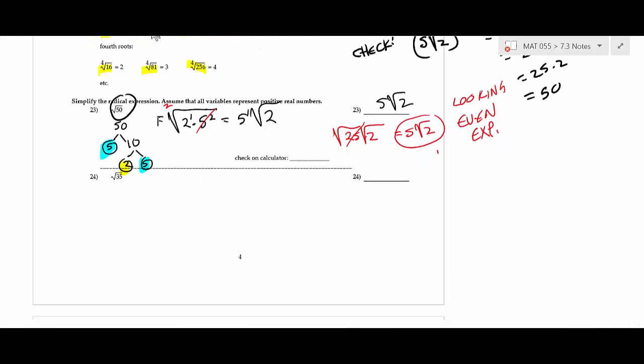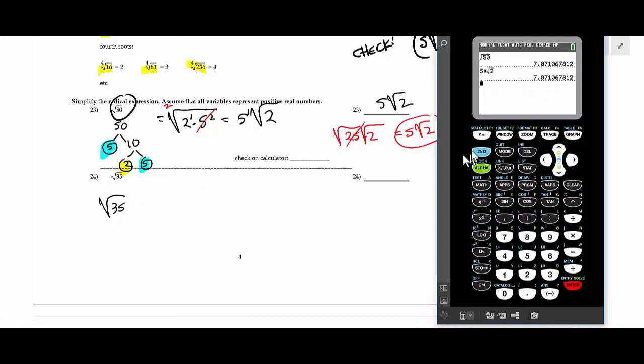Check it out. Okay, next one, square root of 35. If you did square root of 35 on your calculator, you're going to get a bunch of decimals. Again, that's not what I want.